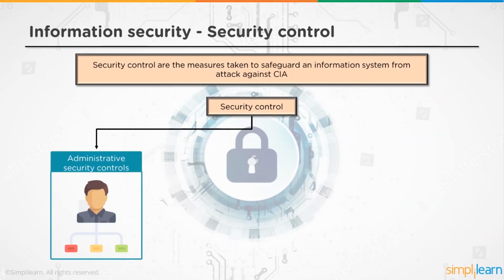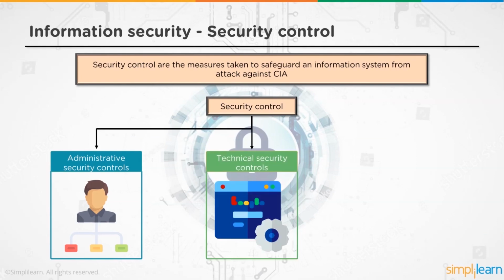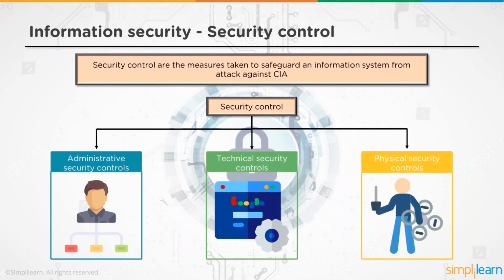Security controls are measures taken to safeguard an information system from an attack, basically for the CIA triad: confidentiality, integrity, and availability. So security controls could be administrative controls, technical controls, or physical security controls. What are administrative security controls? They would be the policies and procedures that we have in place. So the password policy becomes an administrative control, where the management has made everybody aware that the password needs to meet a particular complexity and should not be shared.